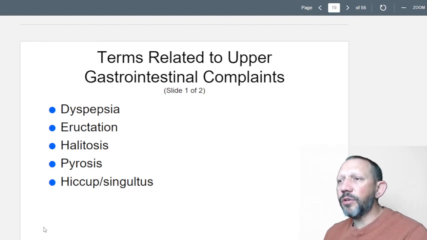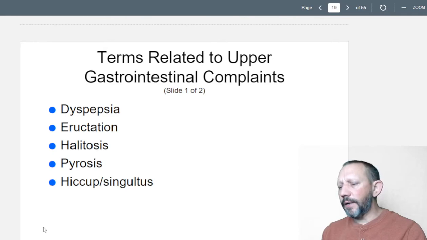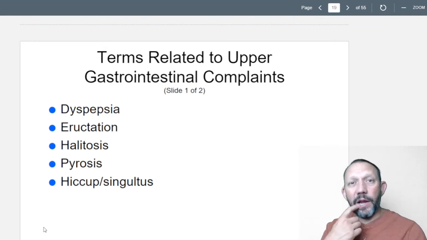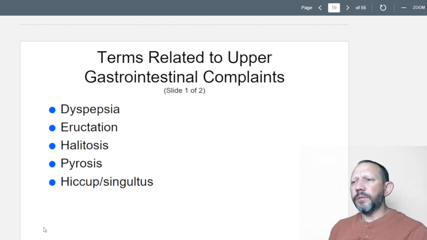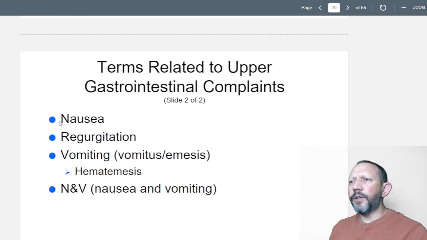Eructation is a breaking apart of the tissues. You can have aphthous ulcers, which are like canker sores. Halitosis, bad breath. Pyrosis is pus, so I'll have to look that one up. And then hiccups. Okay, terms related to upper nausea.